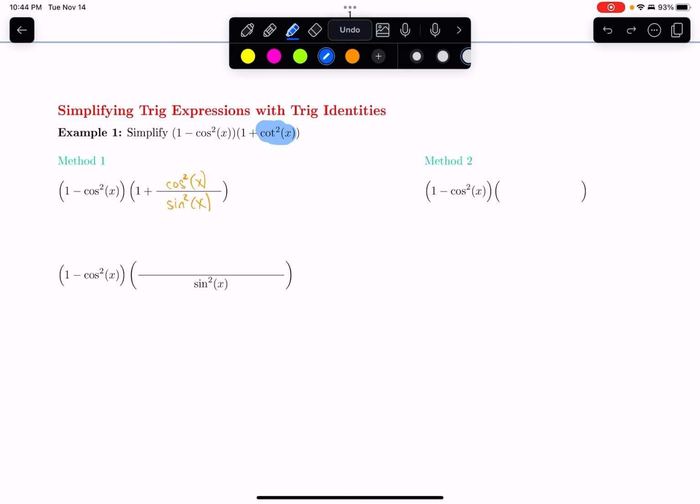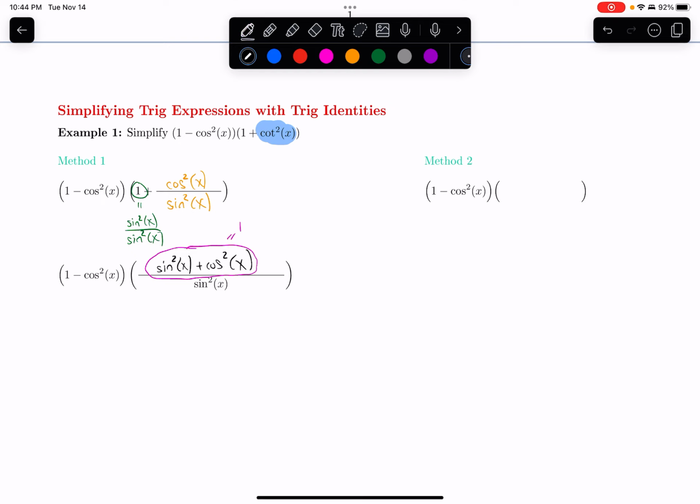Okay. All right, so now how can I continue this further? Well, I got 1 and I need to add 1 to this fraction, so I'm going to have to get a common denominator. And 1 is the same thing as sine squared x over sine squared x. And now I can add these 2 fractions, and when I add them, up top I get sine squared x plus cosine squared x. Okay, oh, and that's nice, because I know sine squared x plus cosine squared x, that's my famous identity. That just equals 1. Okay, so that's quite nice.